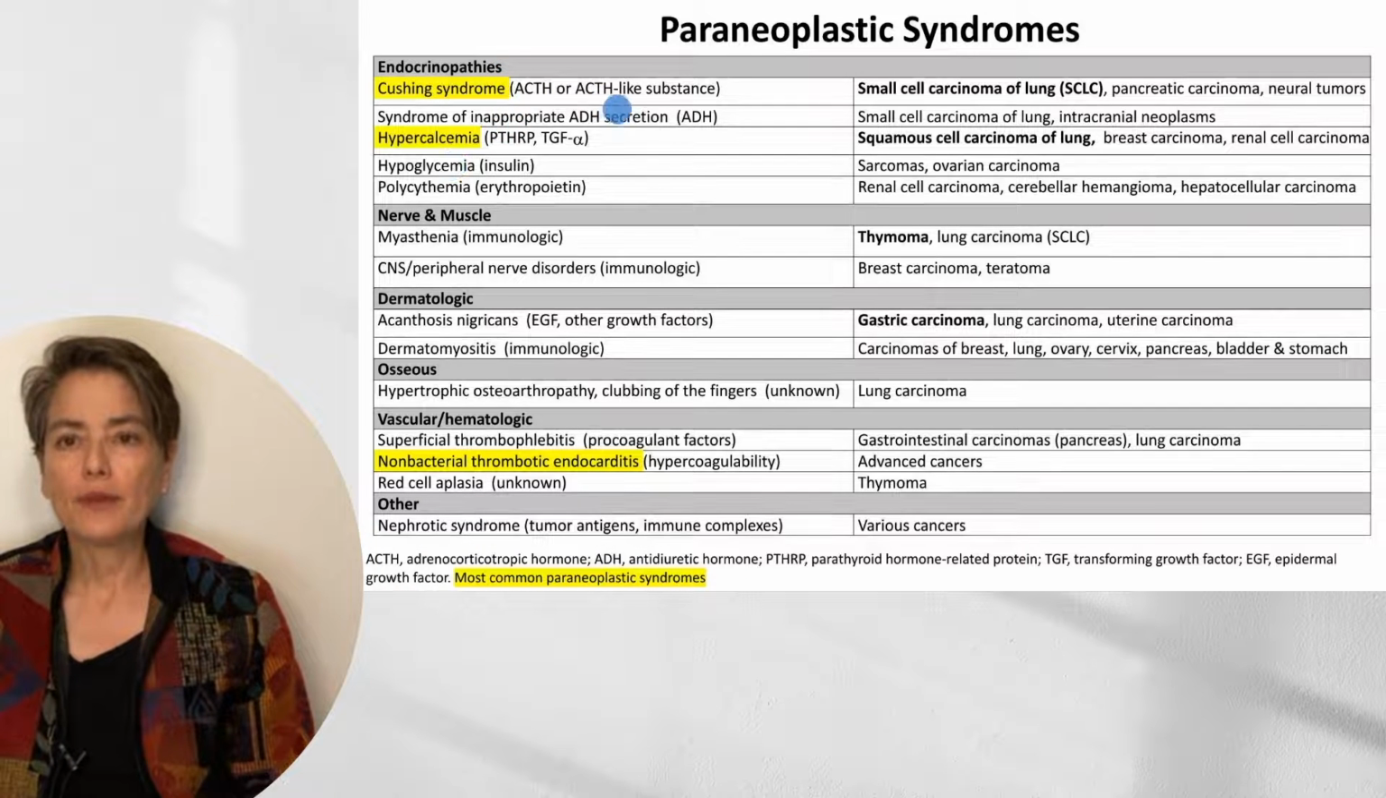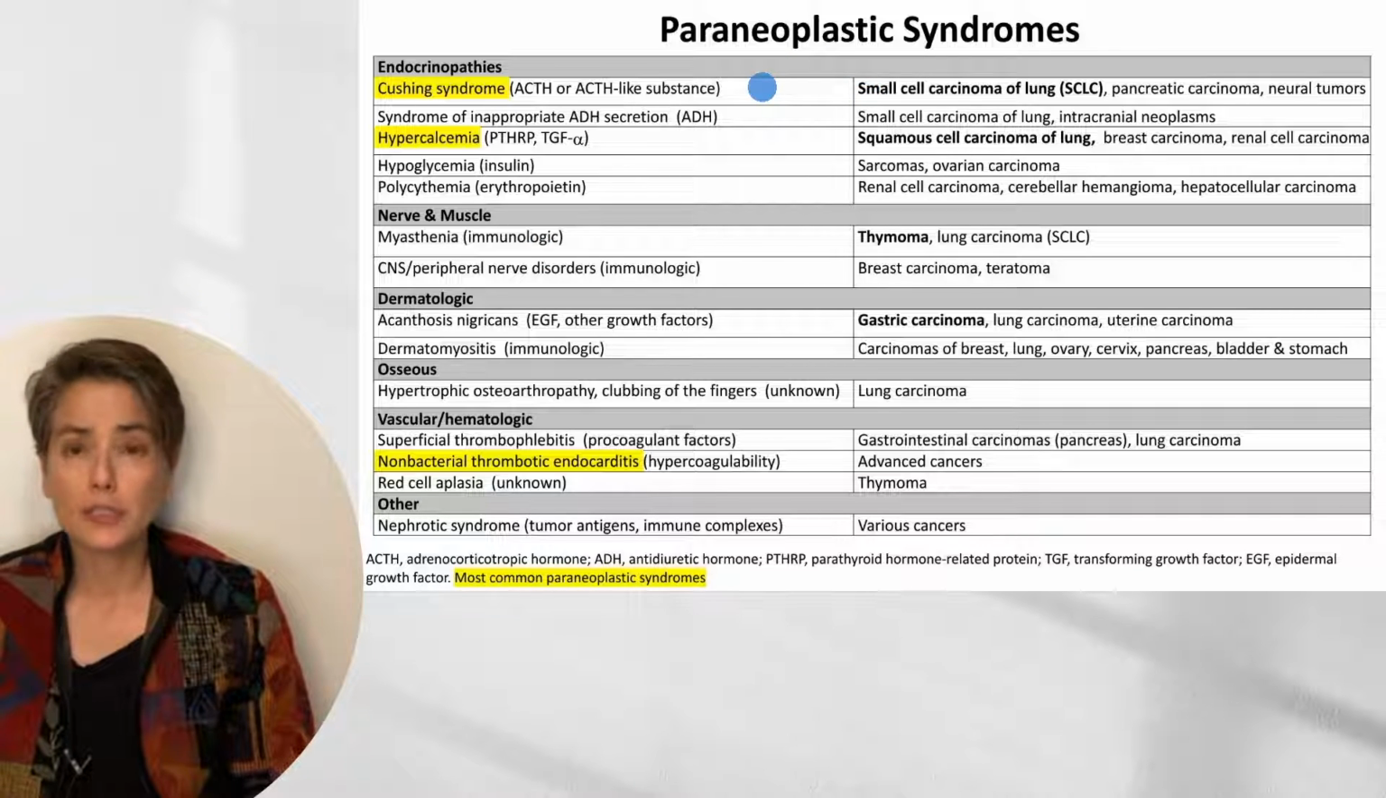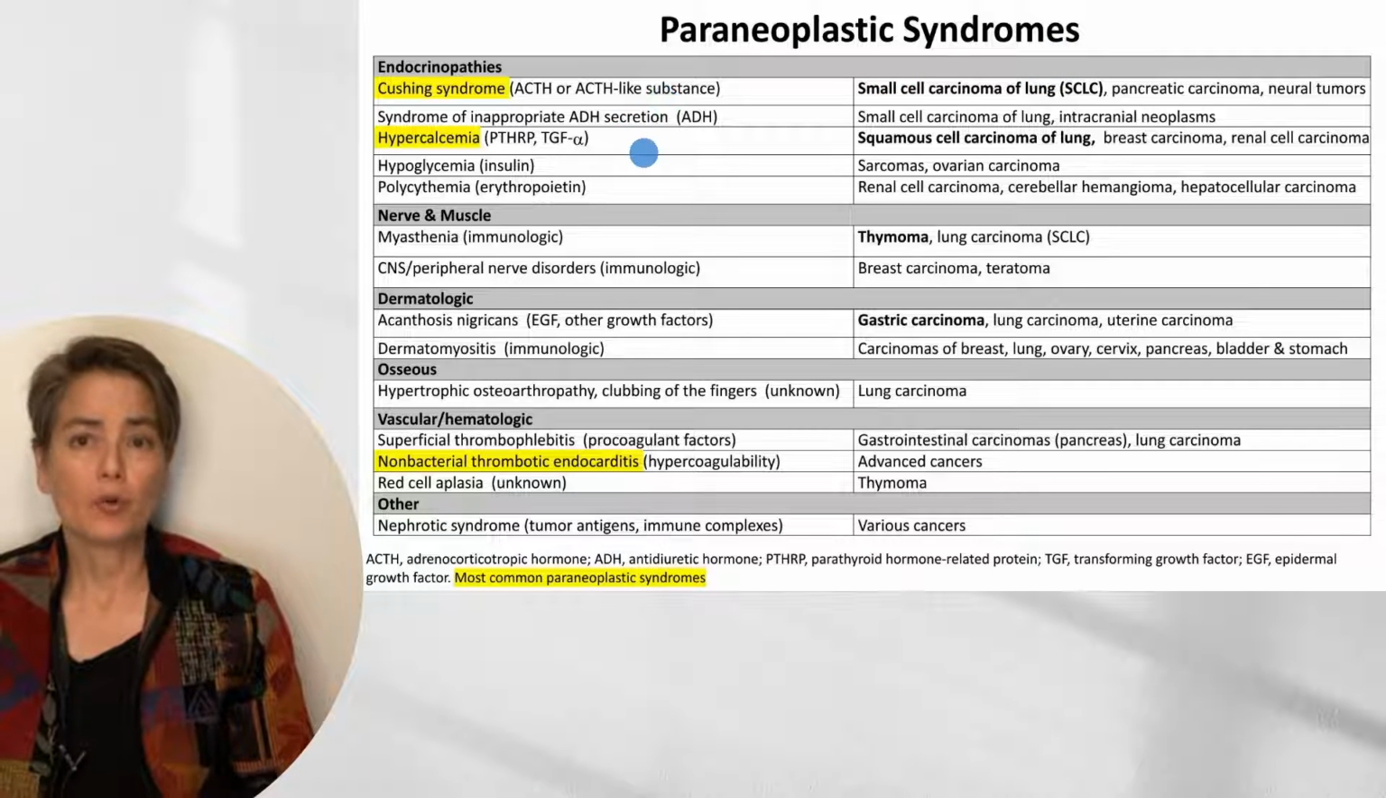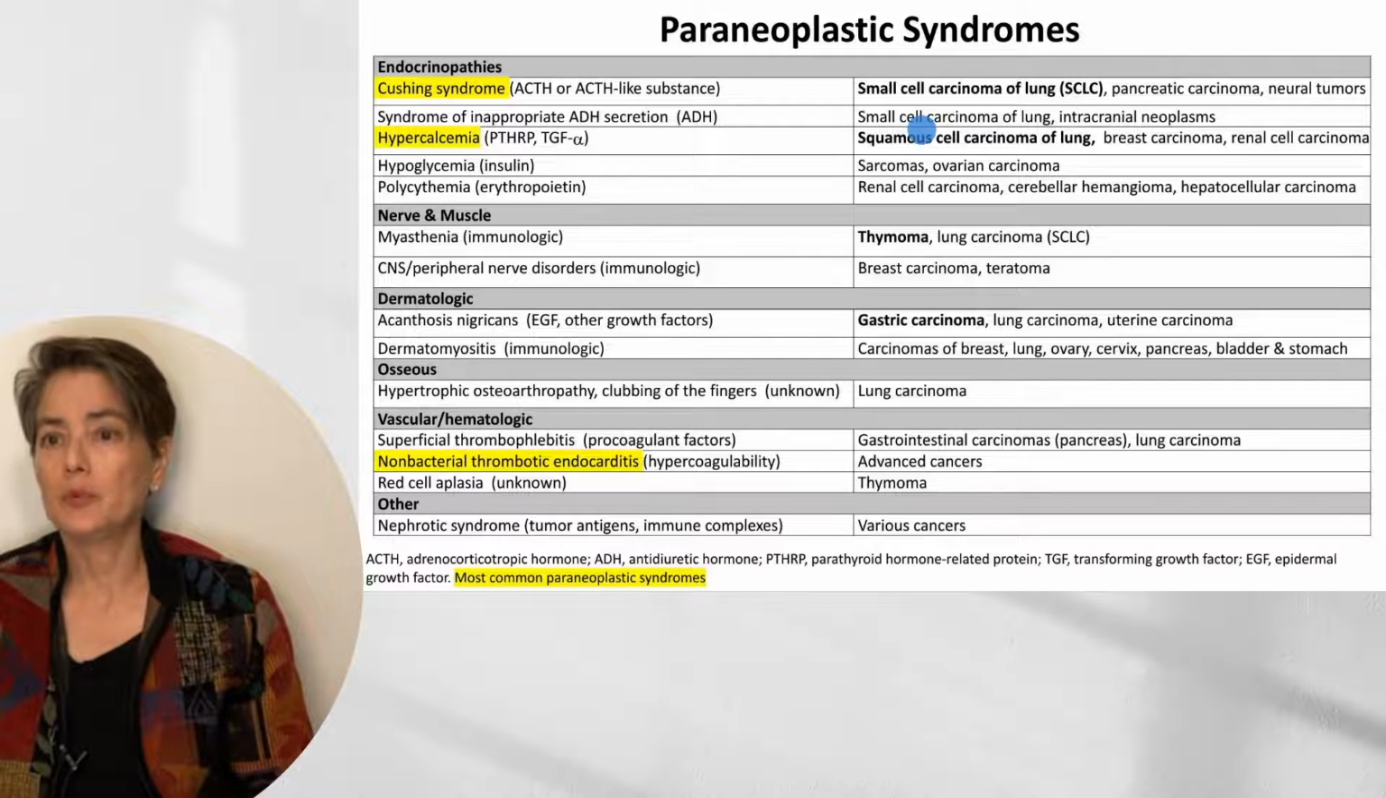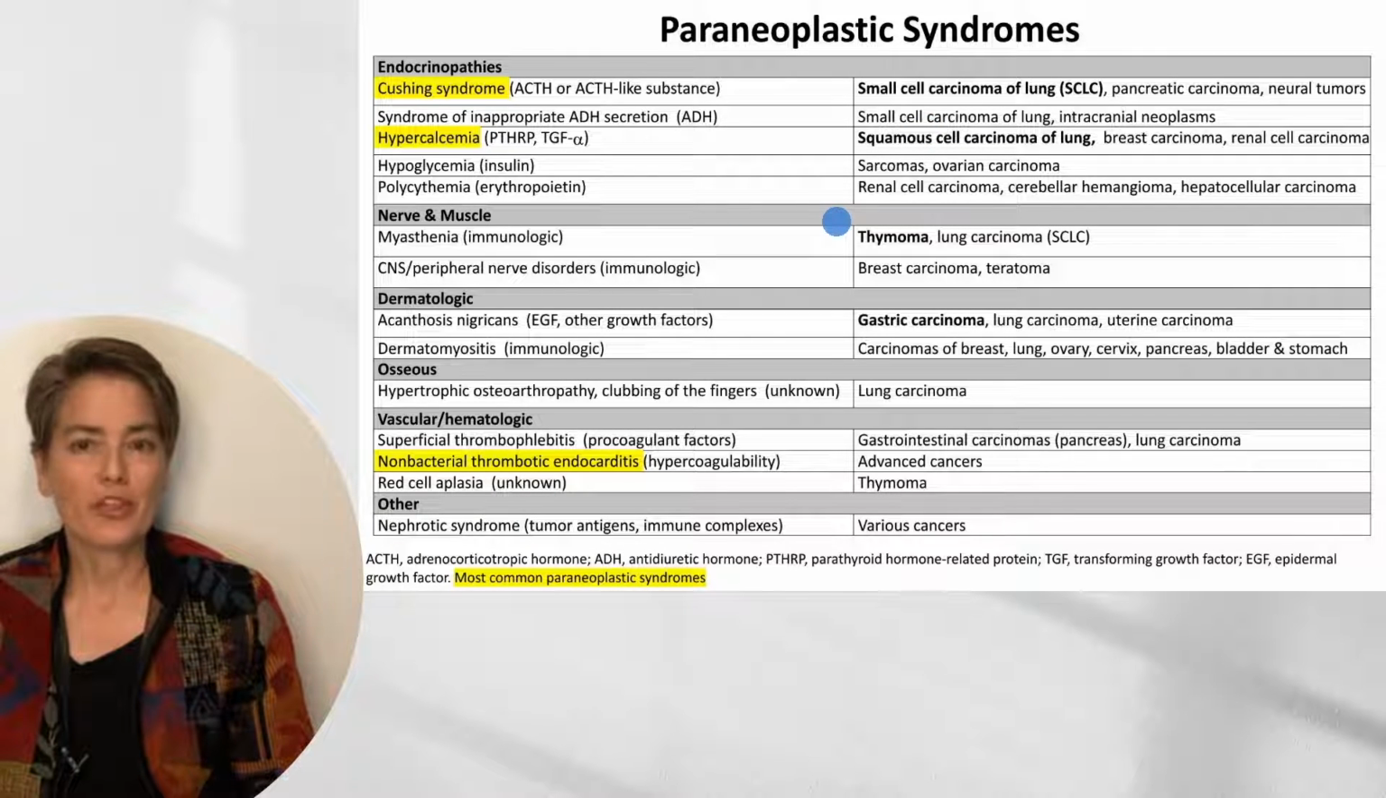I then have in parentheses what is being released. We'll talk about this in a little bit more detail. And then I have here in bold print the entities that are most commonly associated with this particular paraneoplastic syndrome. So Cushing syndrome, which we'll talk about in a moment, is associated with small cell carcinoma of lung. I've already mentioned hypercalcemia with squamous cell carcinoma of lung, and myasthenia associated with thymoma.